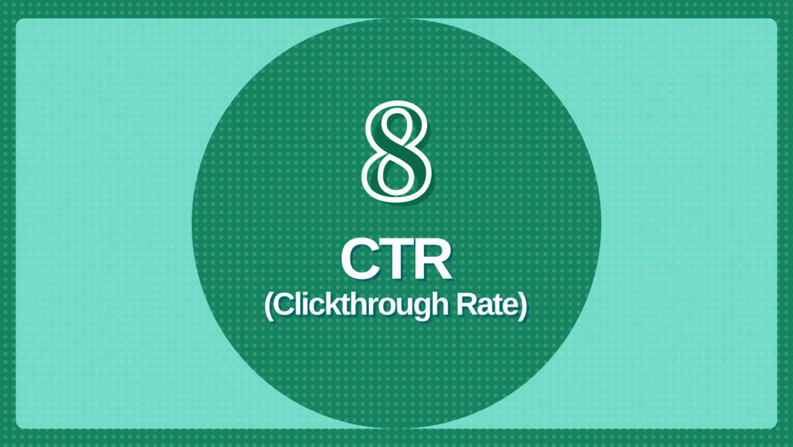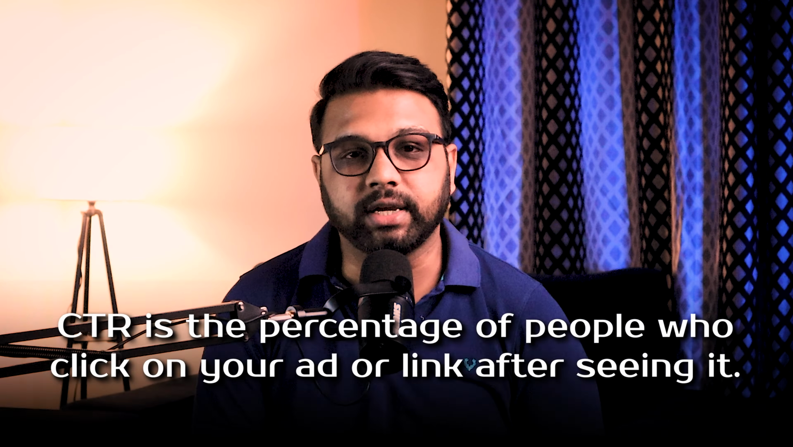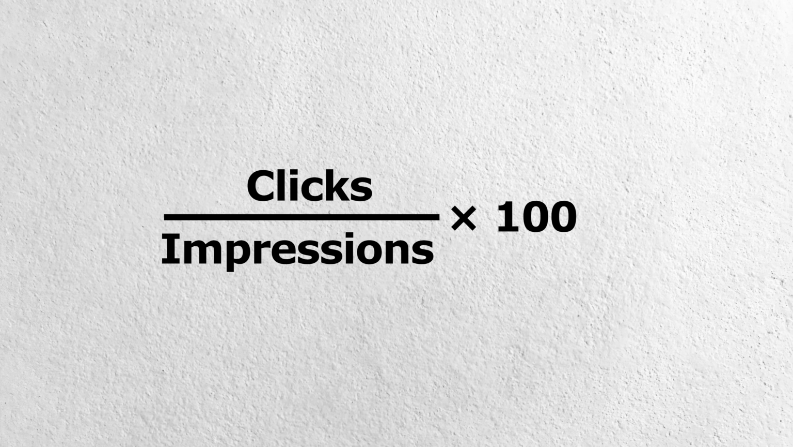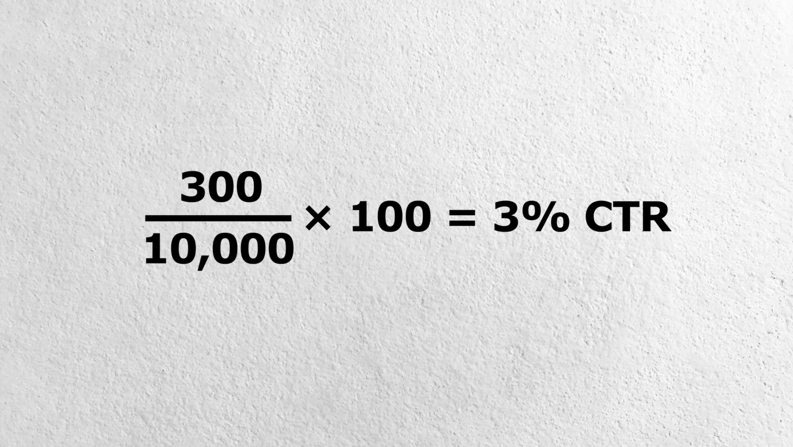Number 8 is CTR, click-through rate. It is the percentage of people who click on your ad or link after seeing it. And the formula is number of clicks divided by impressions, into 100. For example, your Facebook ad was shown 10,000 times, and 300 people clicked on it. If you calculate 300 clicks divided by 10,000 views into 100, you will get 3% CTR.